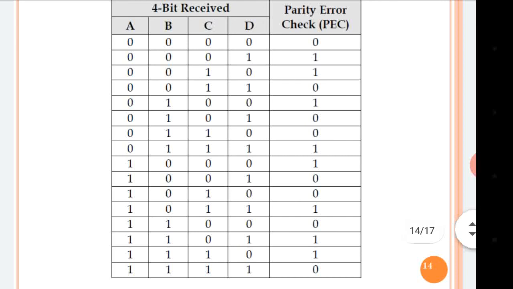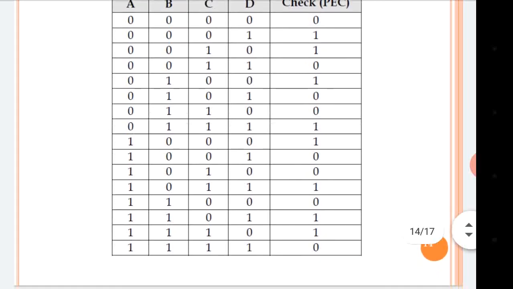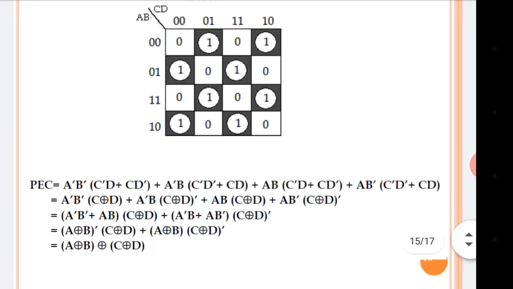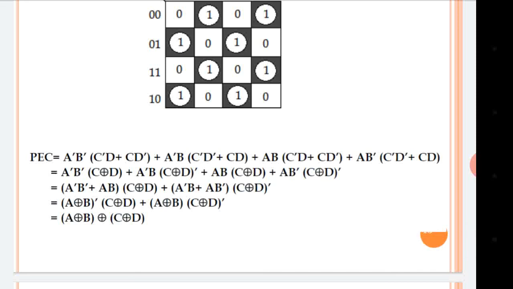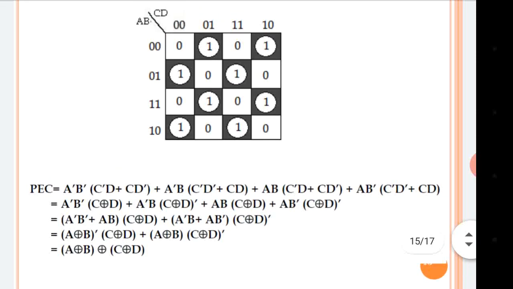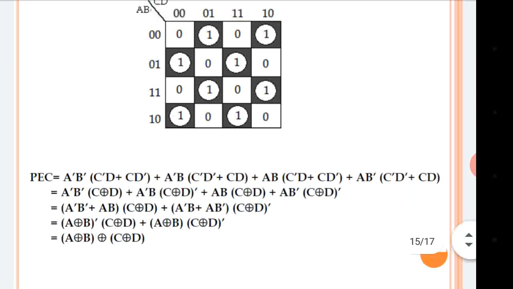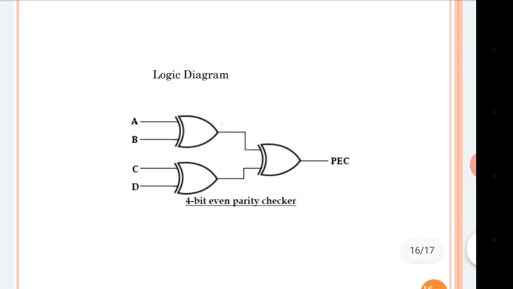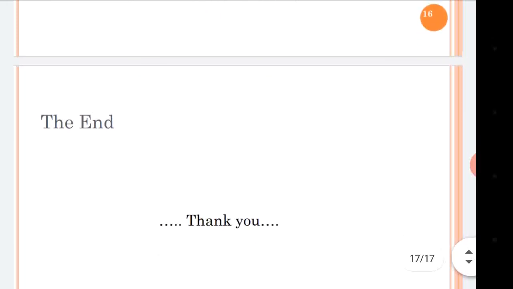Then we will simplify the K-map and obtain the expression for PEC. If you observe carefully, you need to simplify a 4 variable K-map. Again all singles will be there. If you simplify, you will get the output as A XOR B XOR C XOR D. This is the final output, and this is how we can implement the logic diagram for the parity checker. Thank you.